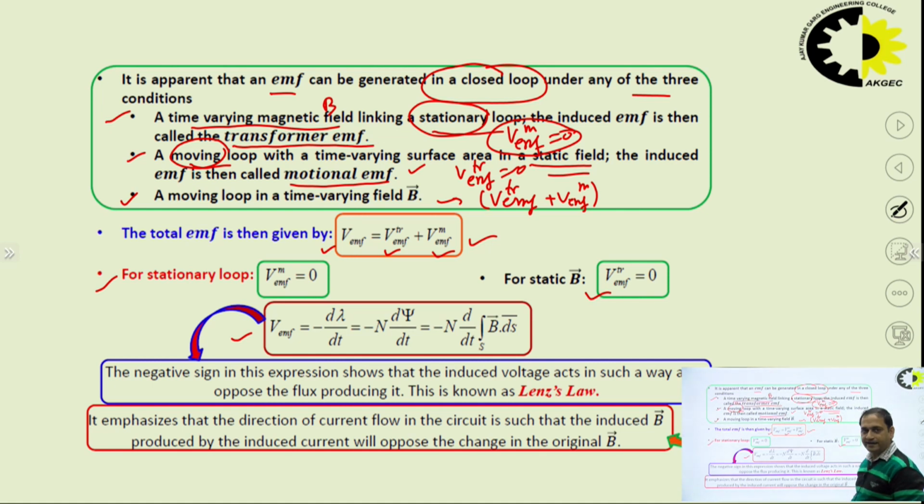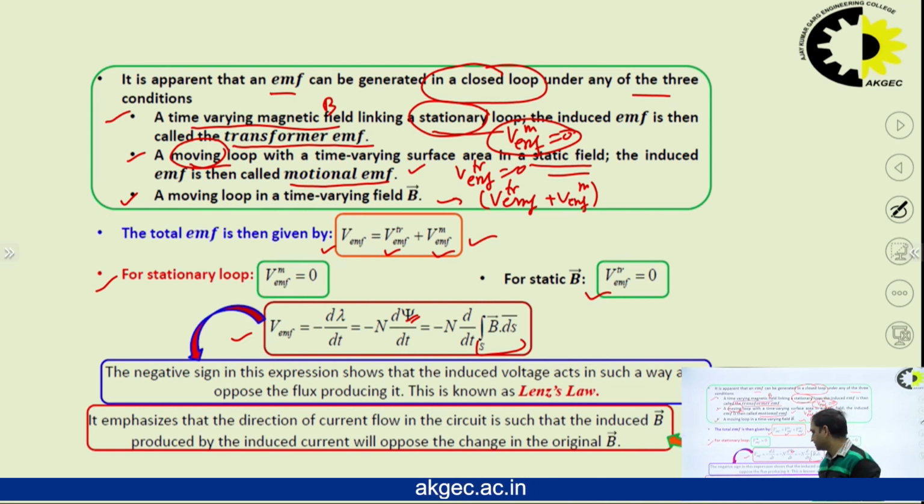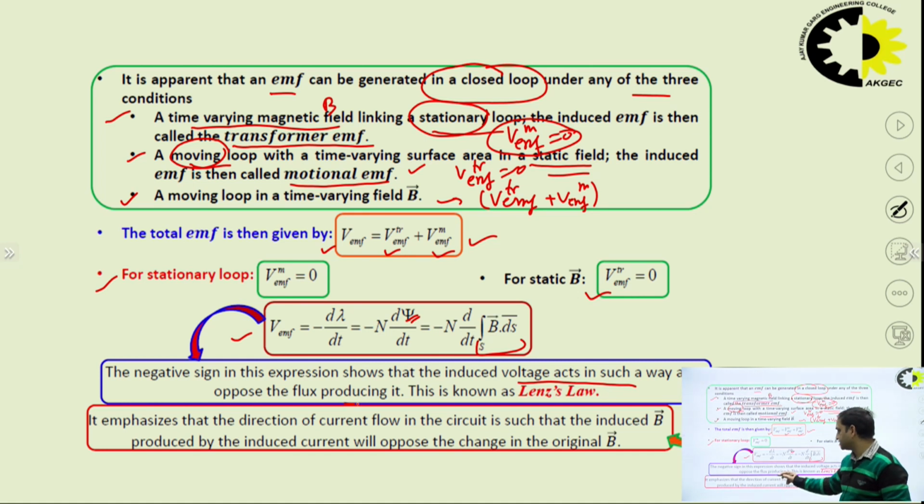So from the previous equation we can use V_EMF equals minus dλ/dt, which is equal to minus N dψ/dt, and ψ is nothing but B dot dS. The negative sign in this expression shows the induced voltage acts in such a way as to oppose the flux producing it. This is called Lenz's law, and it emphasizes that the direction of current flow in the circuit is such that the induced magnetic field produced by the induced current will oppose the change in the original B field.